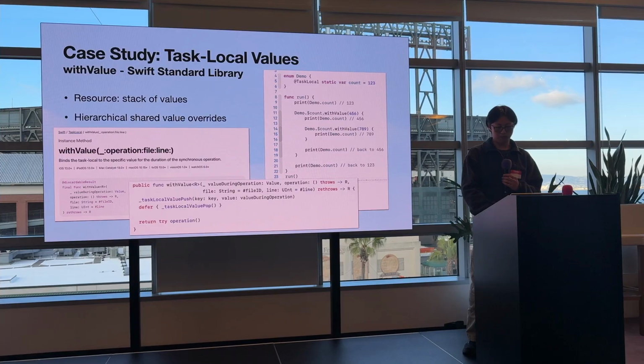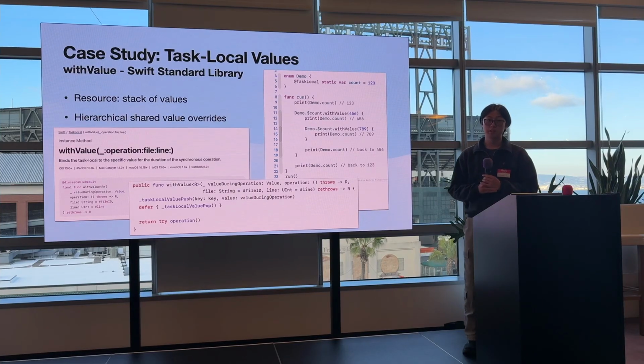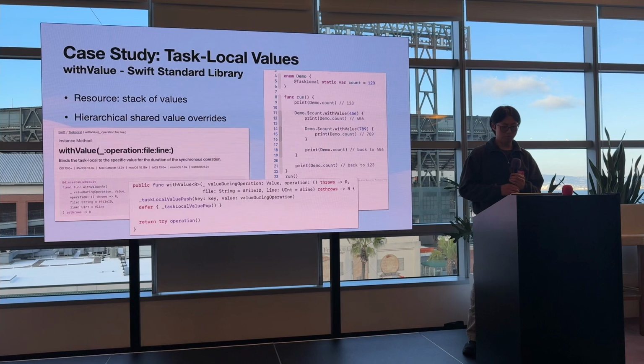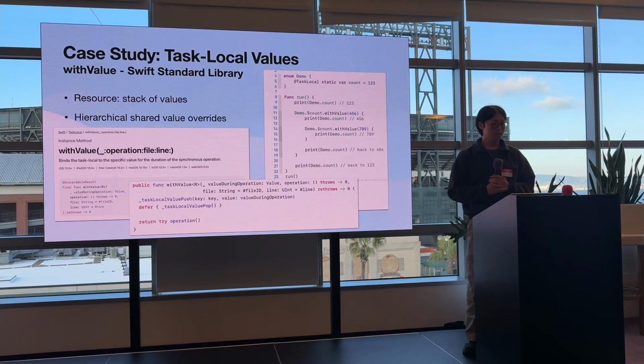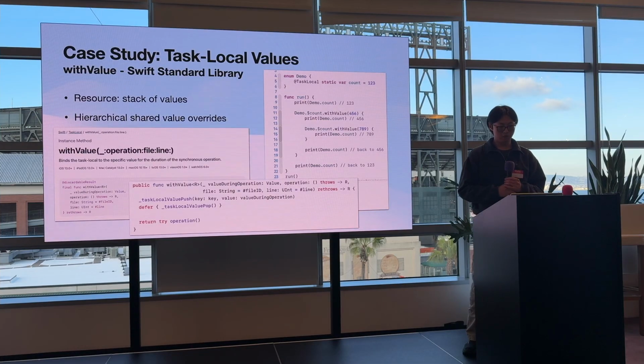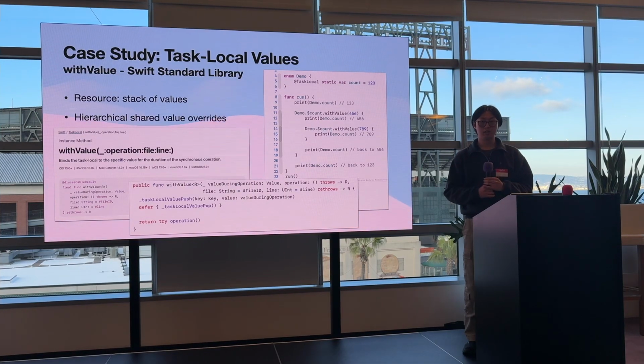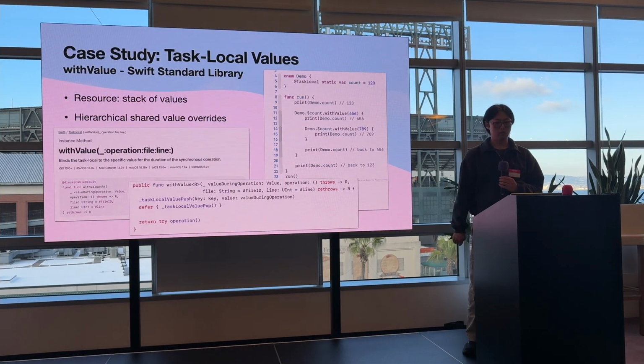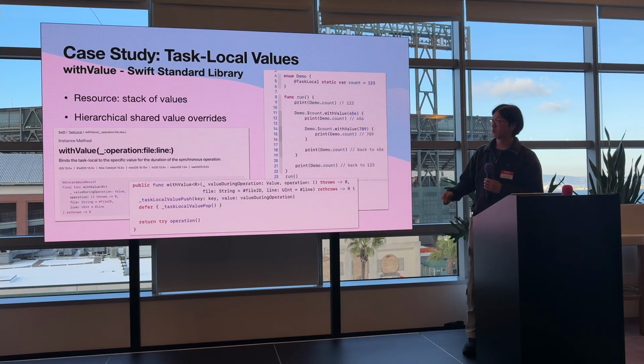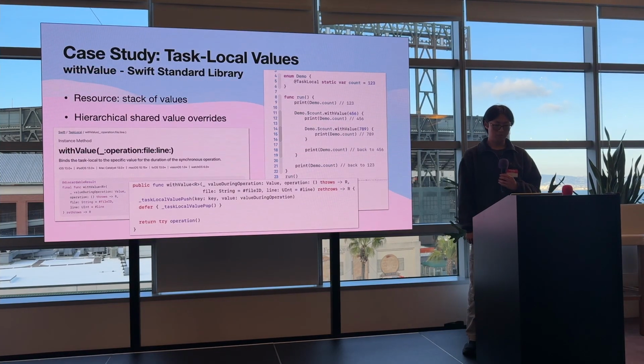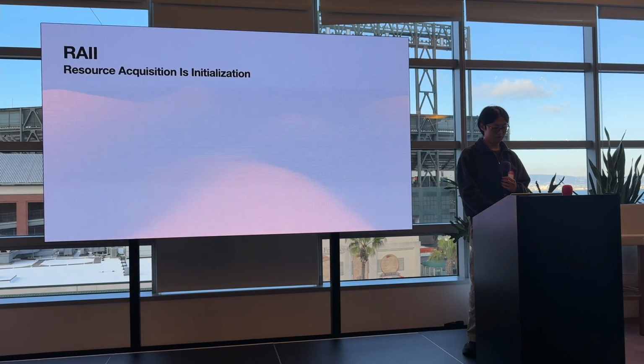So this is its implementation on GitHub, and it's very clean. It also has a similar shape of the signature that we just looked at. You push the value onto the stack, and then you defer popping it off the stack, and then you run the operation that your user passes. This also has an async variant of this withValue function, by the way, but the implementation is very similar.